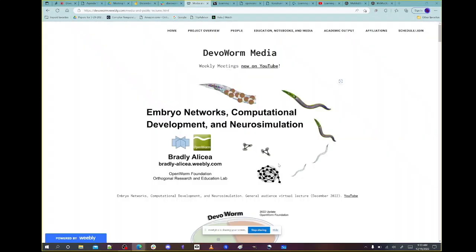So this goes into this idea of embryo networks, which are where you have cells or things within cells that form networks, and you can build embryo networks. You can build network models of the embryo at different points in development. You can build connectomes, which are where you model neurons in the nervous system, and you can build other types of networks that have other functions to them. So that's on the YouTube channel.